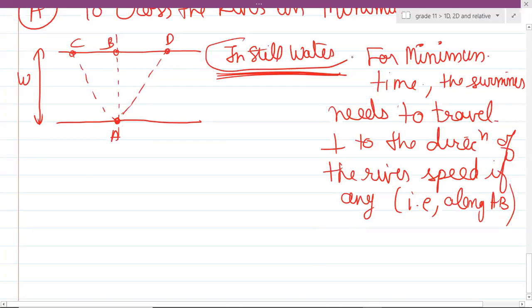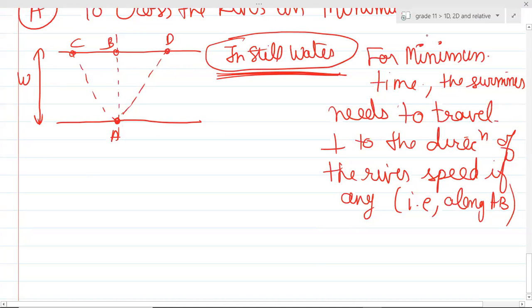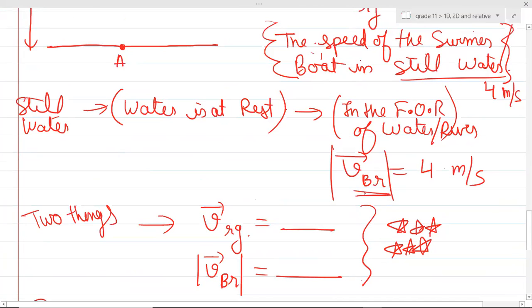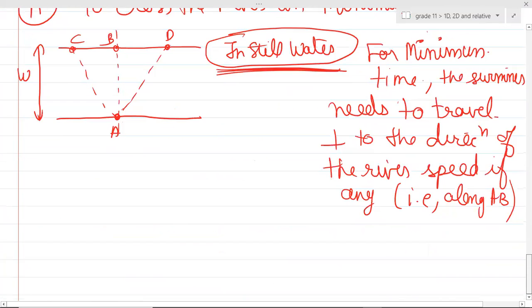I told you, in still water, if this object has velocity v of 4 meters per second, do you remember? This was the velocity in still water, 4 meters per second. Yes or no? So I can decide in which direction I want to jump such that I take the minimum time. So please also remember this particular thing.